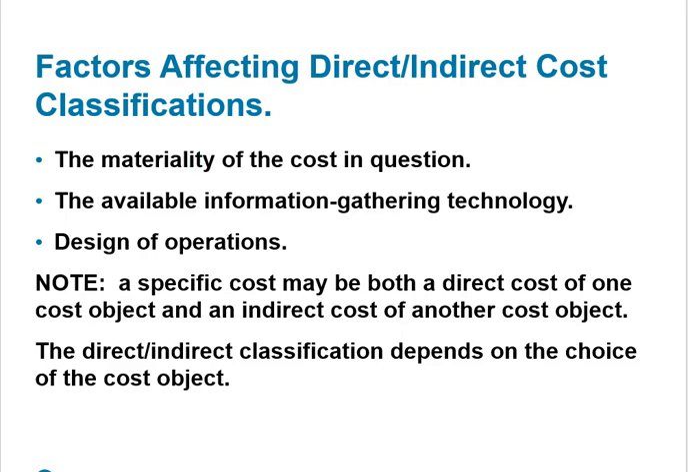The availability of information gathering technology. Technology that makes it possible to consider more and more costs as direct. Okay, so if you've got parts with barcodes on them, those will be definitely easier to track now than they were in the past. And the design of operations. If parts of a facility are dedicated to a particular cost object, such as a specific product or a particular customer, then we're generally able to more easily classify them as direct. Okay, a specific cost may be a direct cost for one cost object and then indirect for another.